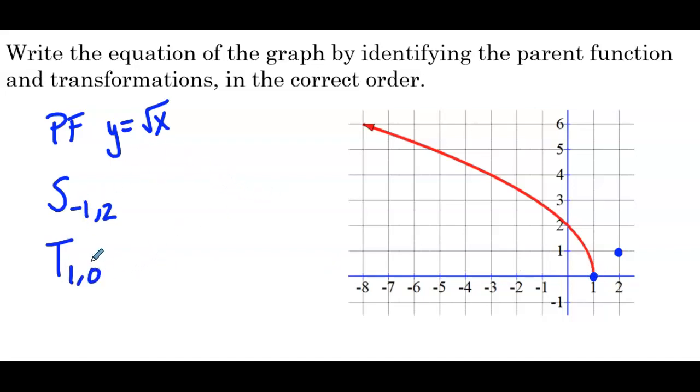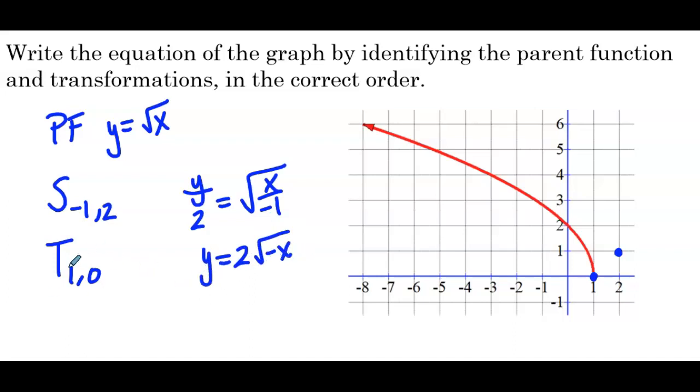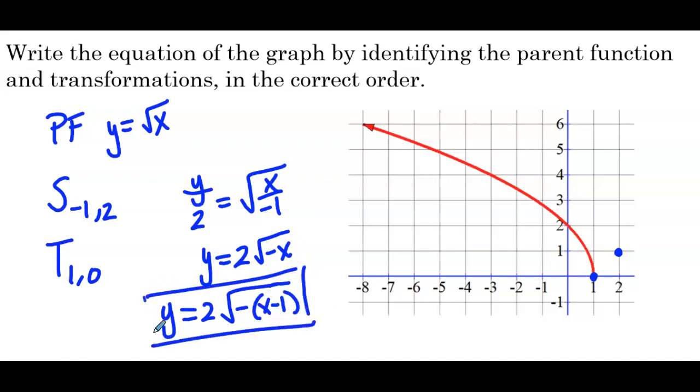Okay, so let's put these transformations into our function. So we have y divided by 2 equals the square root of x divided by negative 1. So that's y equals 2 square root of negative x. And then we have a translation of (1, 0), so we have y equals 2 times the square root of negative, and then in parentheses, (x - 1). And we can distribute that out if we would like. But that is our function. And again, we can plug in to make sure it checks out.